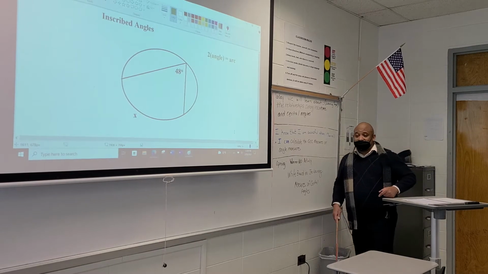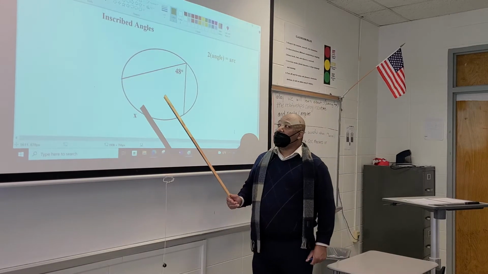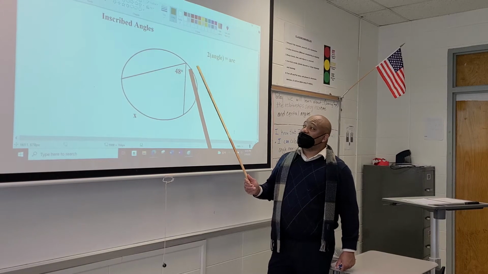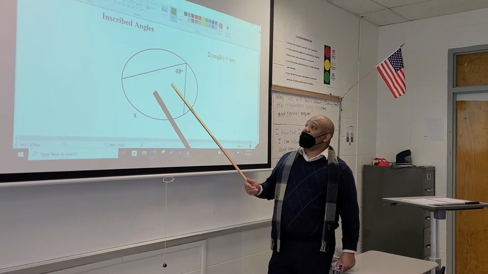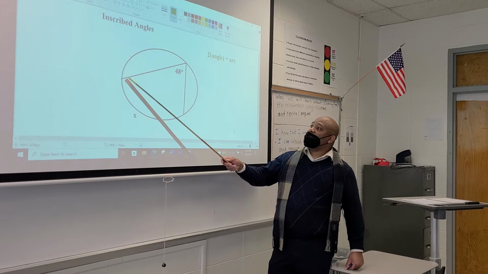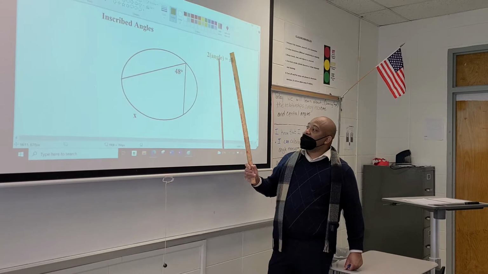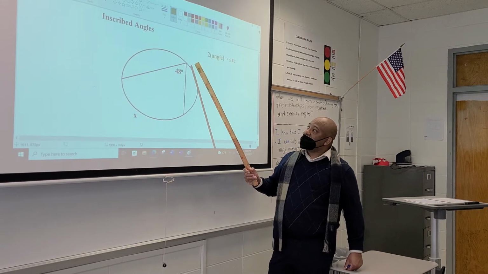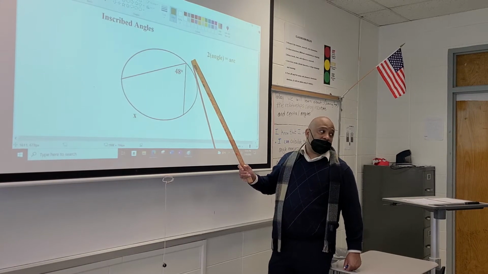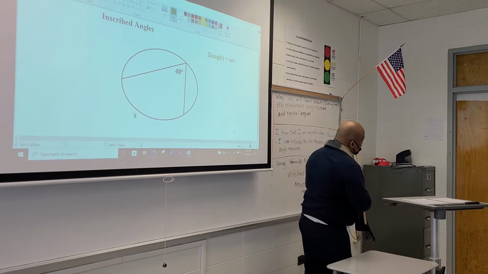So, let's talk about what we have here. An inscribed angle is formed where two chords meet at a point on the circumference of a circle, from two different points of the circle. So you have a chord that goes from this point of the circle to this point, and then it creates a vertex, meeting at the circumference. Let me give you a better definition.